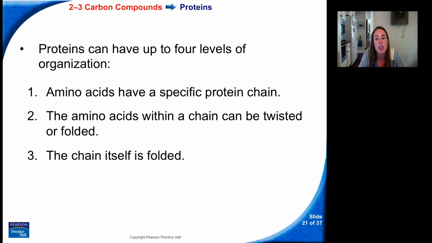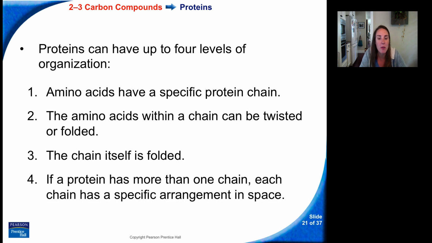And then the chain itself is folded on itself again. And if the protein has more than one chain, each chain has a specific arrangement in space. This is what causes the proteins to become three-dimensional. So it's not just a simple chain. Proteins actually fold into very, very unique shapes.